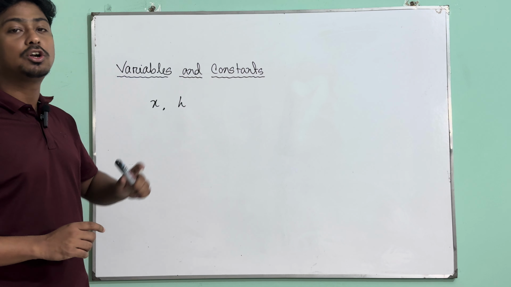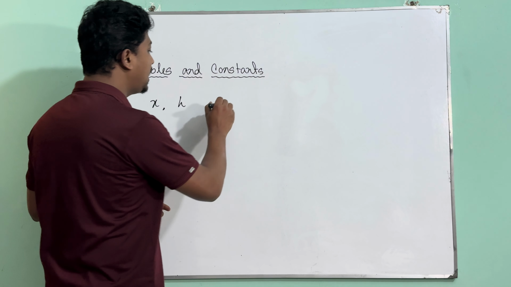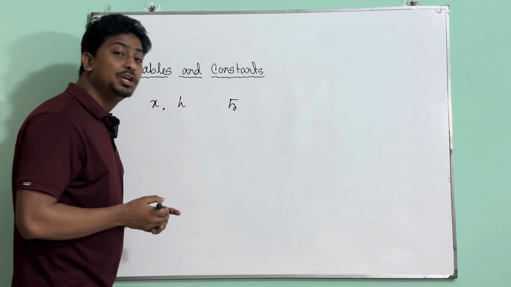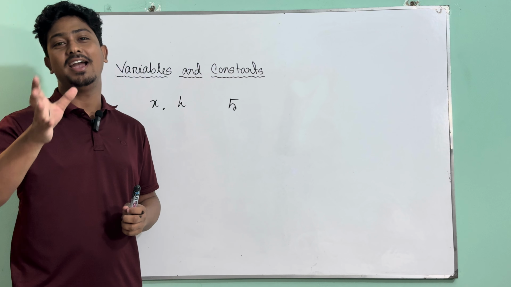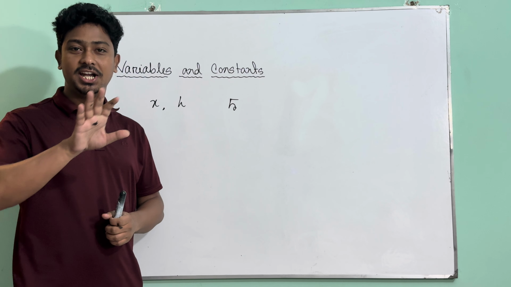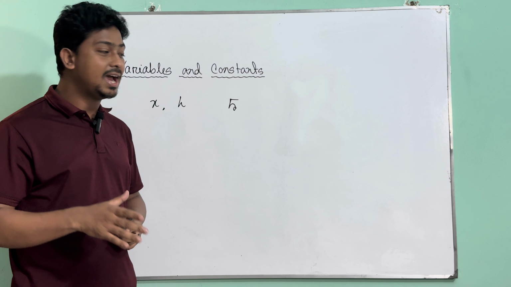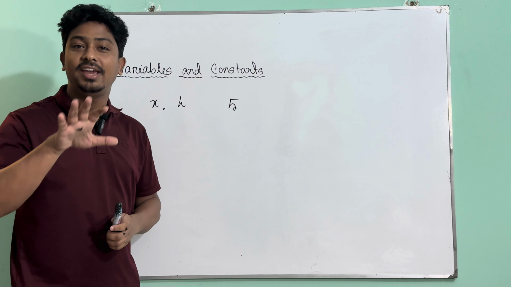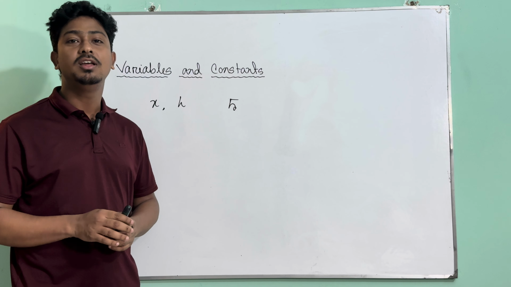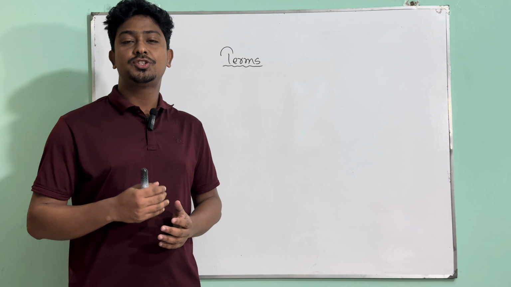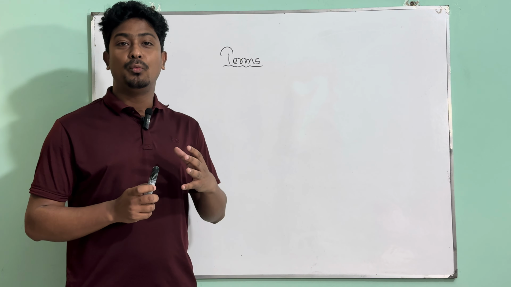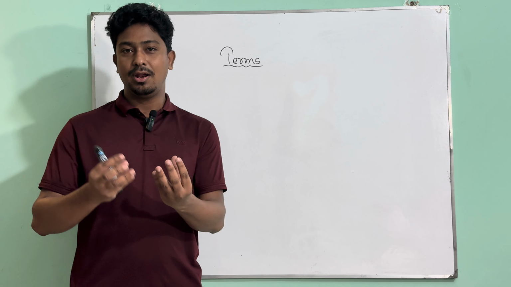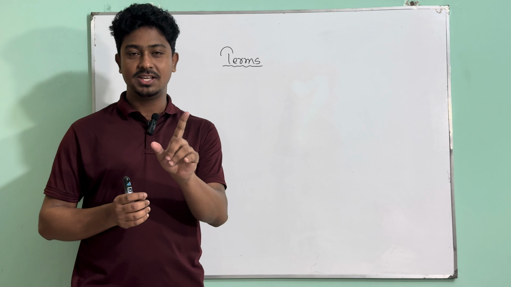Now, the second thing is a constant. Let's say we have a number 5. A 5 will always remain a 5, right? It will not change. It does not vary. 5 remains a 5. These numbers which are fixed and do not vary are called constants. Now let's put things together. When we have a number and a variable together, that thing is called a term.